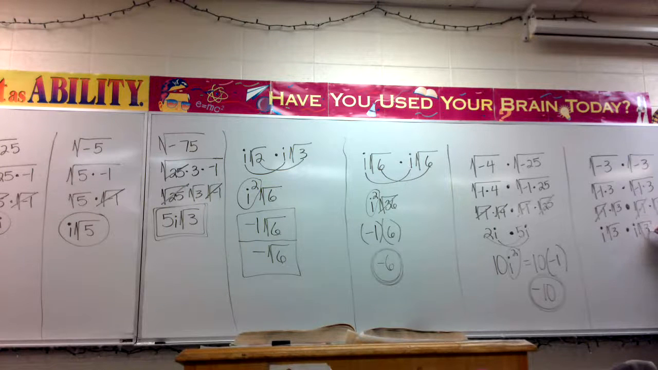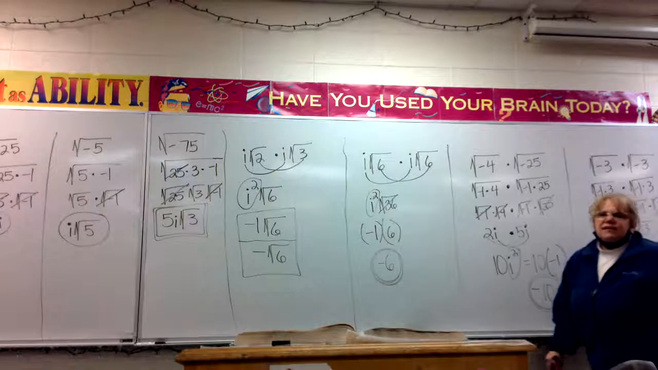Root of 3. Now that you've simplified, now you can multiply. What's I times I? I squared. And 3 times 3? 9. What's I squared? -1. Root of 9 is 3, so -1 times 3. -3. There we go. Does that make sense?